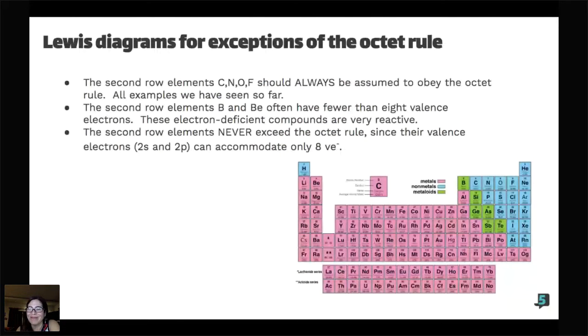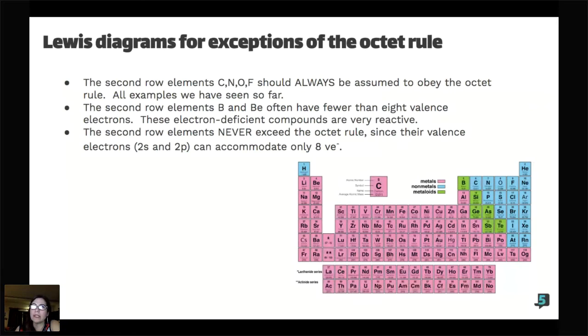Exactly. Boron is very agreeable. Thank you, Leslie. Okay, the second row elements will never have more than 8 valence electrons. Why? Because the second row elements, remember electron configuration? You can only have 2s and 2p orbitals on the second row. So there's no more space to accommodate more than 8.